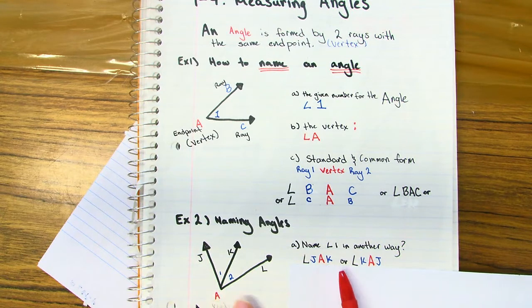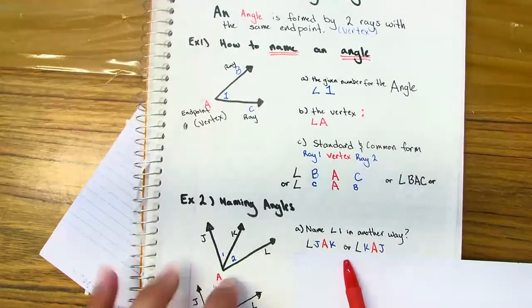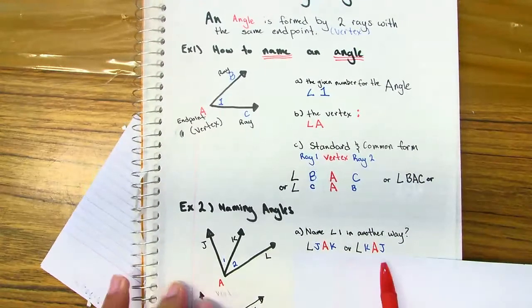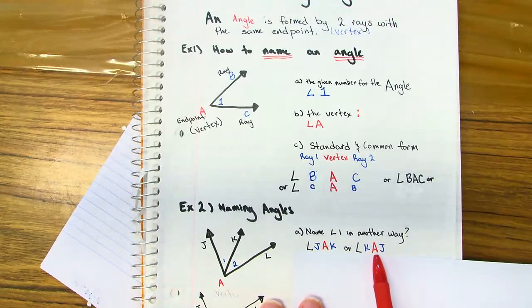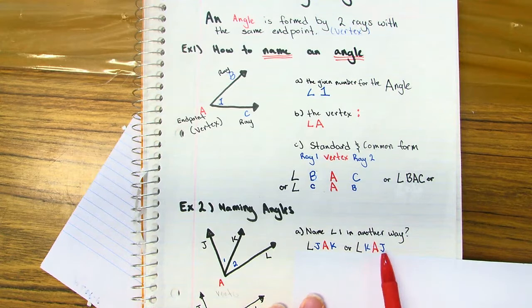Okay. Next one. So let me put this up a little bit. Also, KAJ is another way. Once again, we're still staying true to using angle A. You can always switch around the rays if you want to rename that angle.